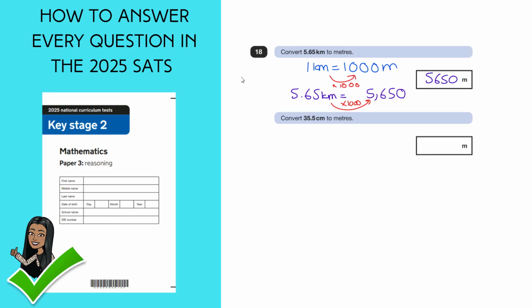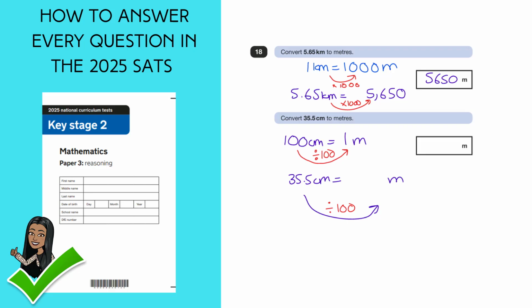So for centimetres to metres, because I know that centimetres are smaller than metres, I'm going to think how many centimetres are in a metre. It's 100 centimetres in a metre. So to get from my centimetres to metres, from that 100 to the 1, I'm going to divide by 100. So when I am trying to convert 35.5 centimetres to metres, I know that I am still going to be dividing by 100.